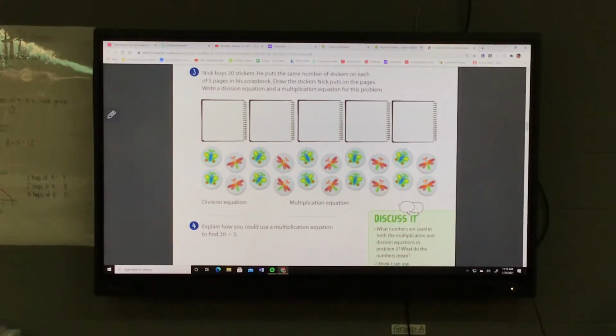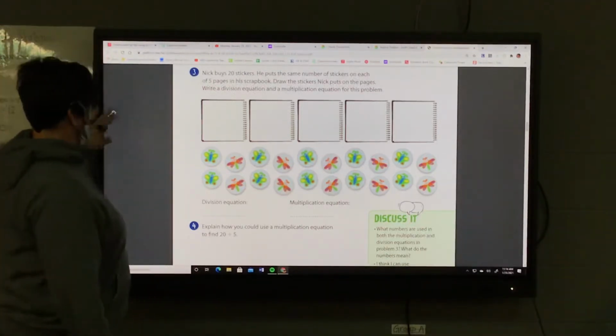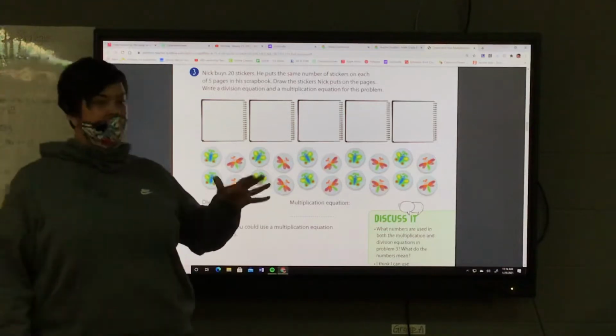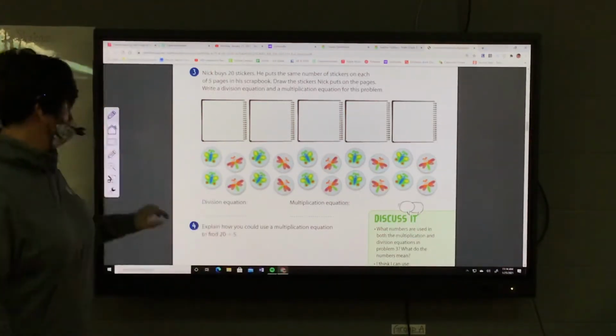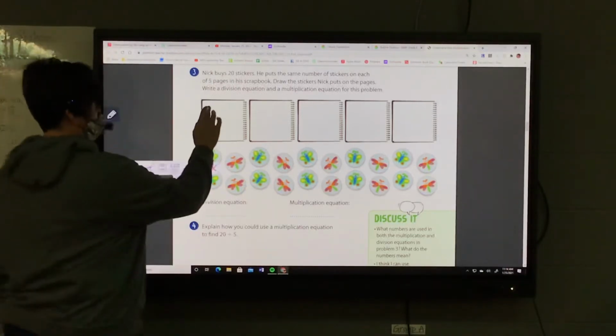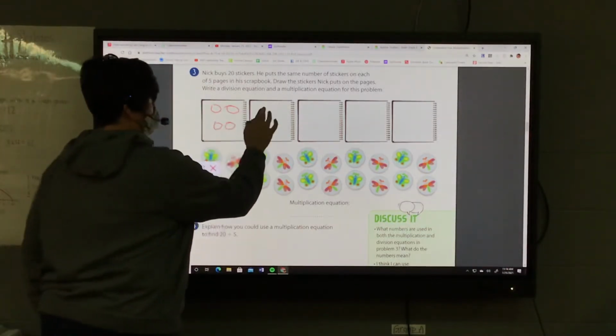All right, let's take a look together. So how many stickers did you end up putting on each page? Everybody: 4. Okay, so 1, 2, 3, 4.